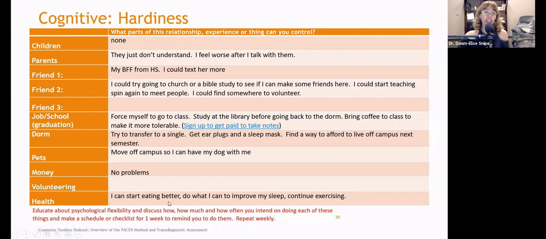Health-wise, she says she can start eating better. She feels better when she eats better. Do what she can to improve her sleep and continue exercising.